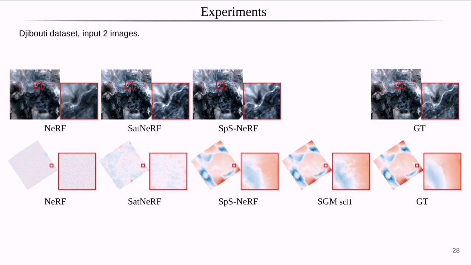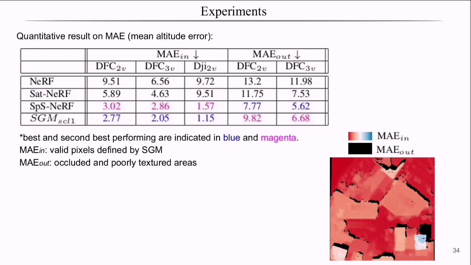For the DSM, NeRF and Sat-NeRF failed to recover the correct DSM, while ours and SGM recovered a DSM close to the ground truth. Here we displayed a sub-zoom where SGM got a noisy result, while ours is more smooth without losing the details. Here is the quantitative result on MAE.